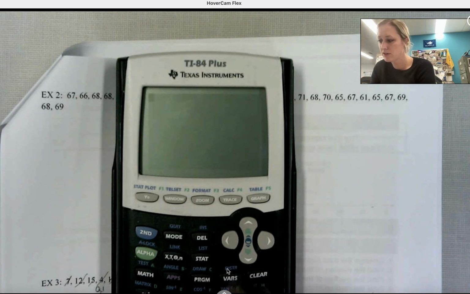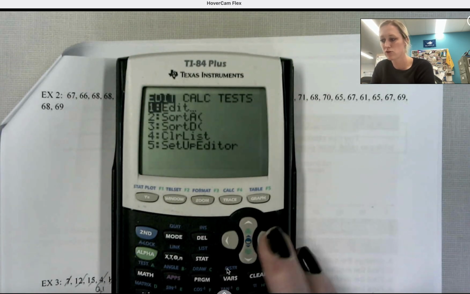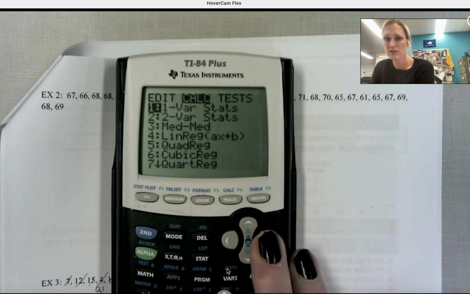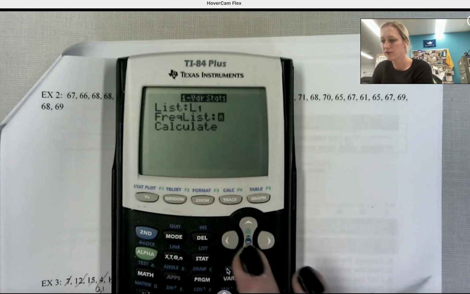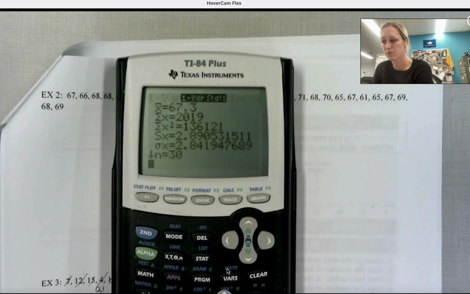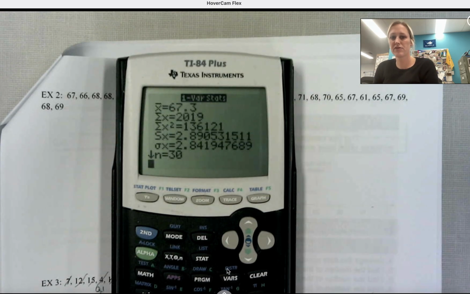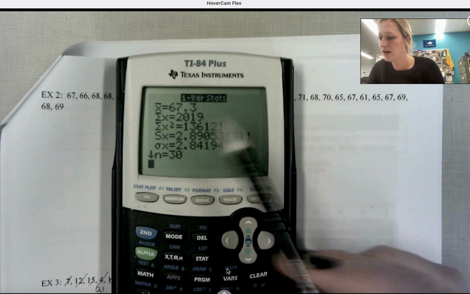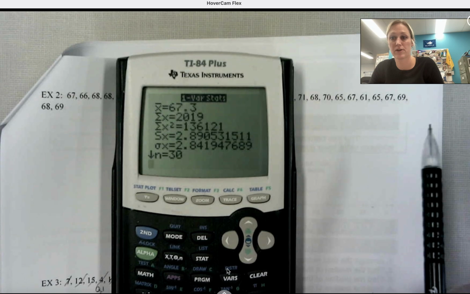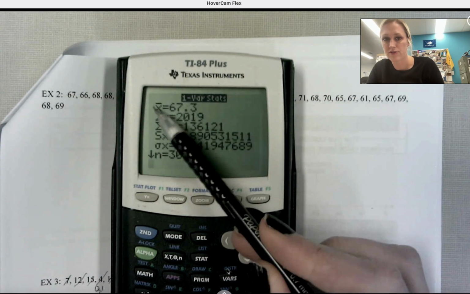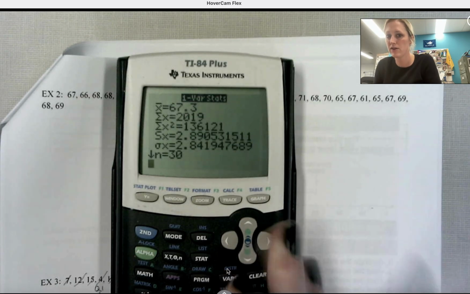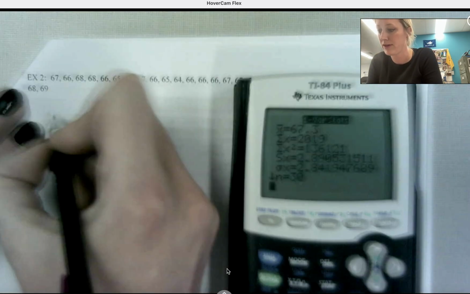Okay, next thing I'm going to do is hit stat again, and scroll over to calc. And we're just going to hit enter on this first one, 1-Var Stats. And hit enter, and then I'm going to scroll down to where it says calculate, and hit enter one more time. Okay, so it's going to give us a few different things. So the ones that we care about are for the 5-number summary, and we're also asked to find the mean. They're giving me the mean right up front. So x-bar, I know, is the symbol for the mean. So that is 67.3.